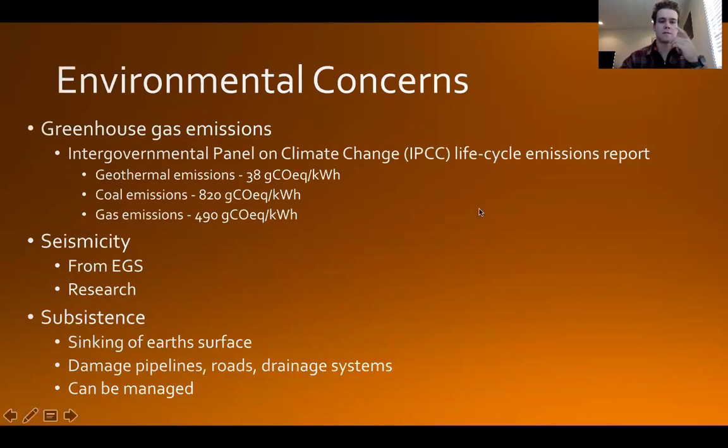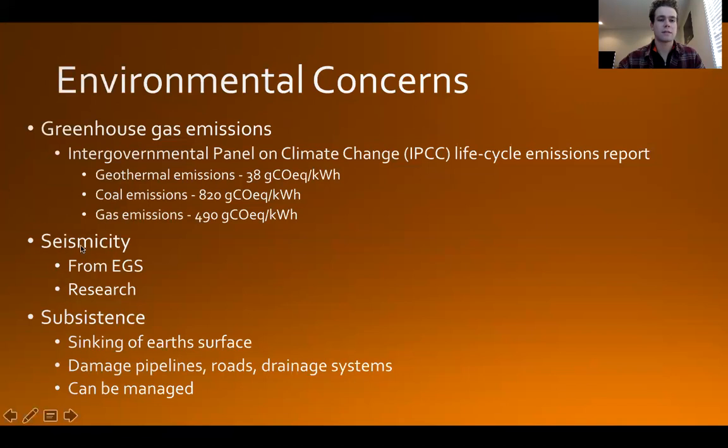And so as you can see, the geothermal emissions were 38, and the units are carbon dioxide per kilowatt hour of energy produced. So you have geothermal at 38, coal at 820, and gas at 490. So quite a noticeable difference there.